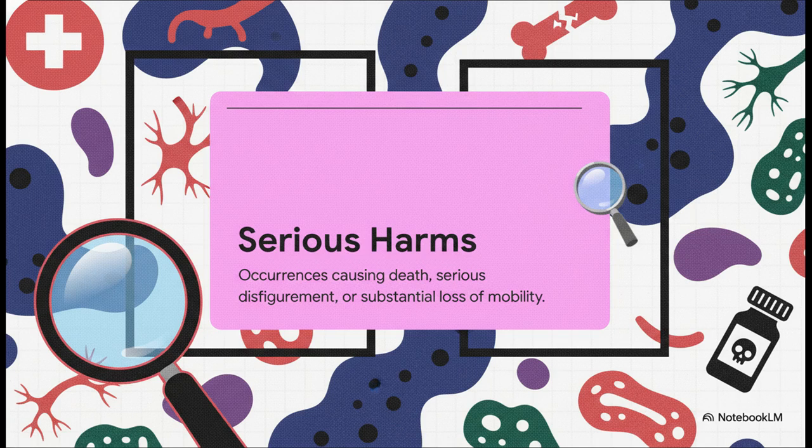Quinolones are a prime example here. They carry severe risks of Achilles tendon rupture, an increased risk of aortic aneurysms, and irreversible peripheral neuropathy.